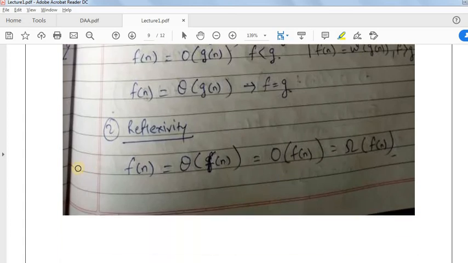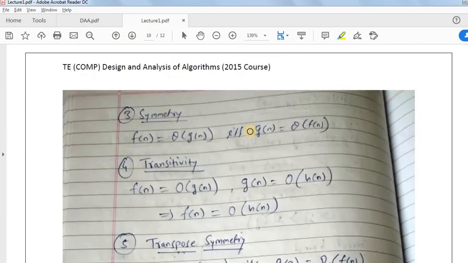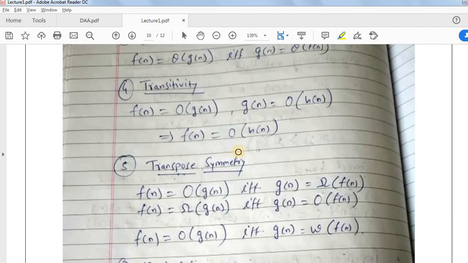Reflexivity, representing a function with itself. So a function can be represented as its theta, omega or big O counterpart. Symmetry, if f of n has average case time complexity of g of n, then g of n must have average case time complexity of f of n. Transitivity, if there are 3 functions where f depends on g of n, g of n depends on h of n, then f of n will have a dependency on h of n.